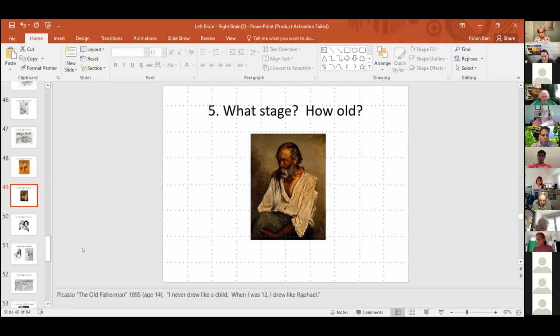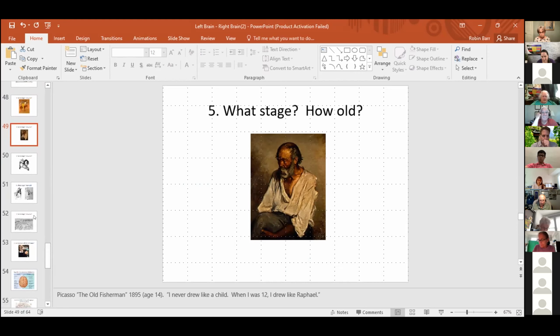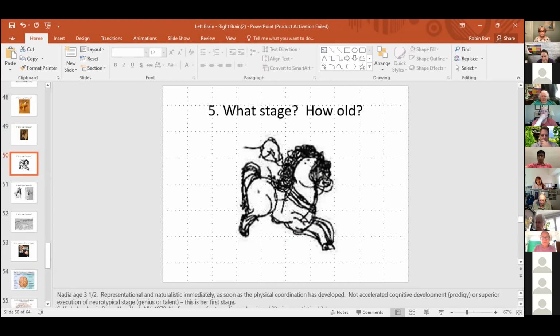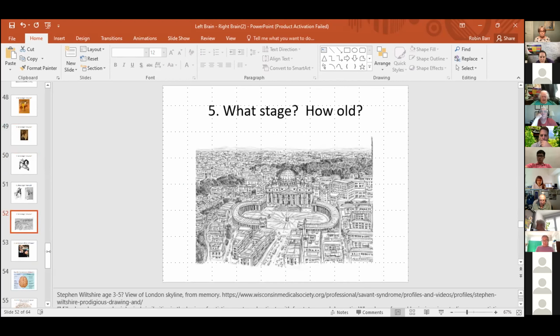Picasso drew this one. But then we looked at the development of art in children with autism, who start right out at age 3, being able to do very naturalistic art. And this is age 5.